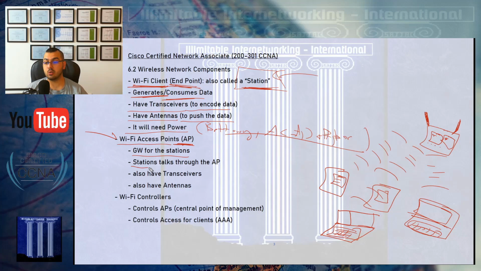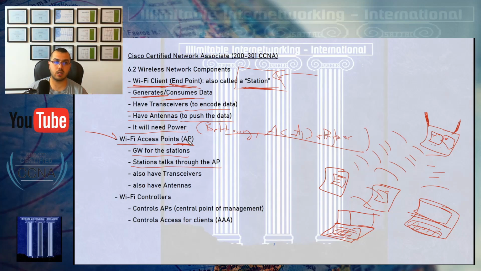The stations talk through the access point. So if my mobile phone and your mobile phone are both sitting in the same room and there is an access point in the next room, when I want to send something to your mobile phone, it will definitely be sent from my mobile phone to the access point, and then from the access point to your device. It will not be connected directly in the perfect scenarios.